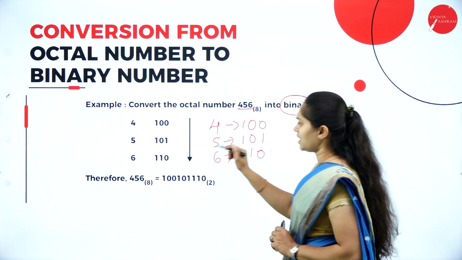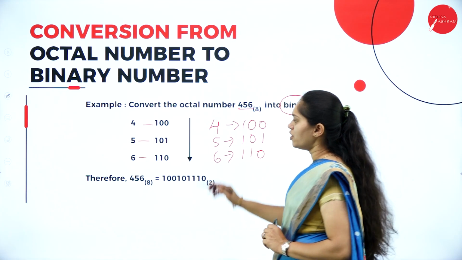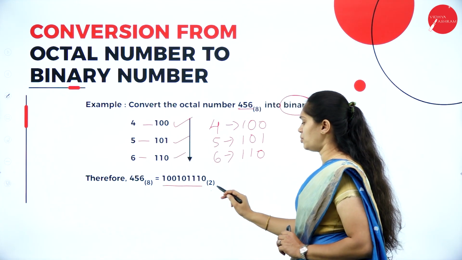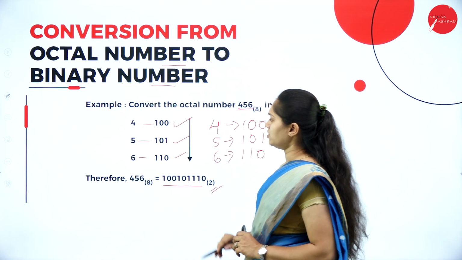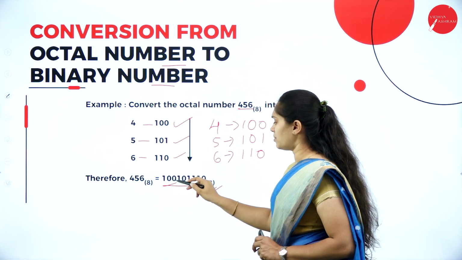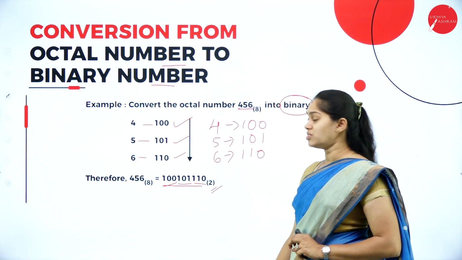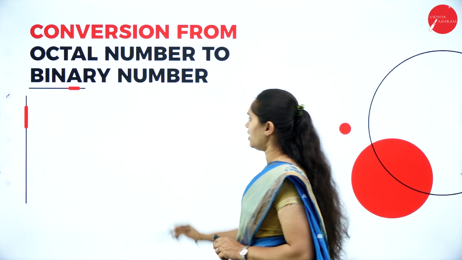So all these are what? Equivalent value of each octal number. So from the first number to last number, I am going to write it together. Then I will put the base as 2. This is the conversion from octal to binary. So here 1 0 0, 1 0 1, 1 1 0, which is of base 2, will be equivalent to this octal number. We'll see one more question here.